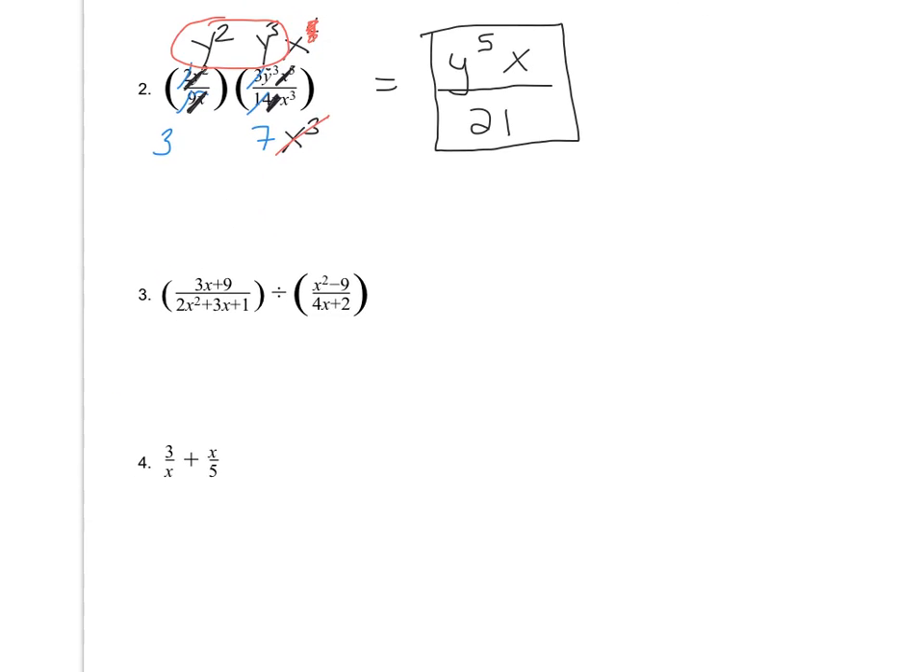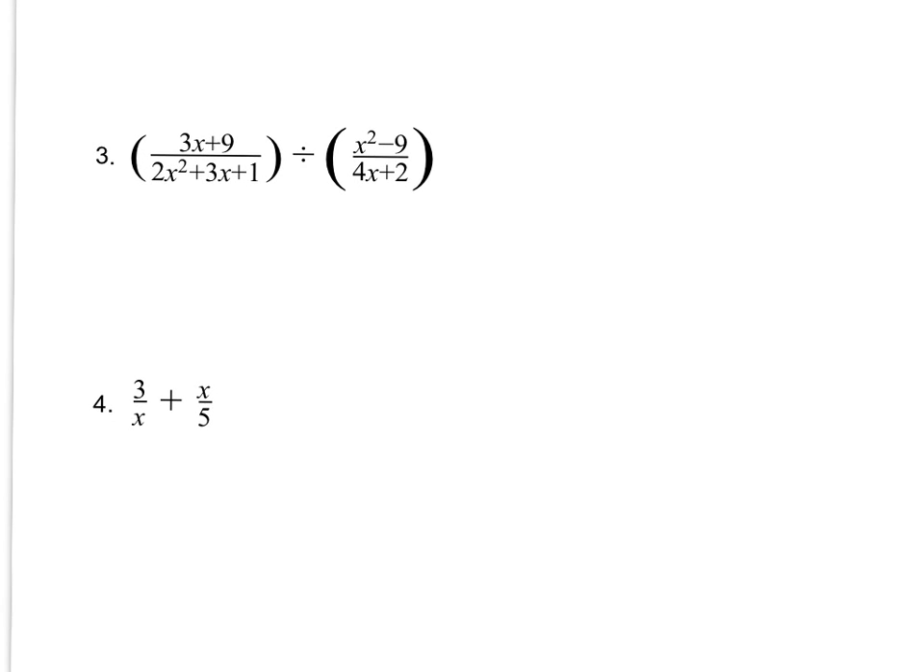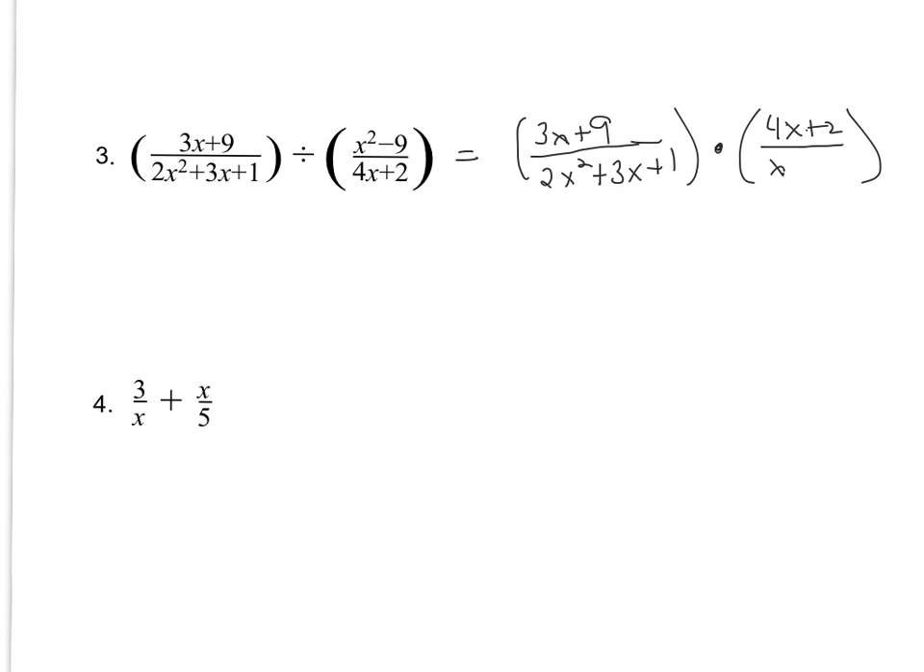All right, let's look at number 3. Number 3 is a division problem. 3x plus 9 over 2x squared plus 3x plus 1 divided by x squared minus 9 over 4x plus 2. Now the key thing for division is we're going to basically turn it into a multiplication problem. We will do that by taking the first expression, and I'm not going to change it much yet. I'm just going to copy it over. And we're going to change the division into multiplication by the reciprocal. So this will be times 4x plus 2 on the top, and on the bottom I'll have the x squared minus 9.